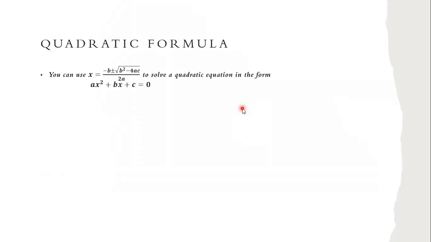Okay, quadratic formula. For the quadratic formula, you can use x equals negative b plus or minus the square root of b squared minus 4ac, all over 2a.